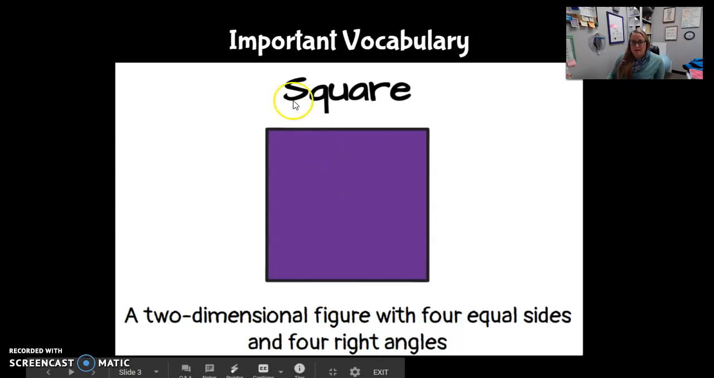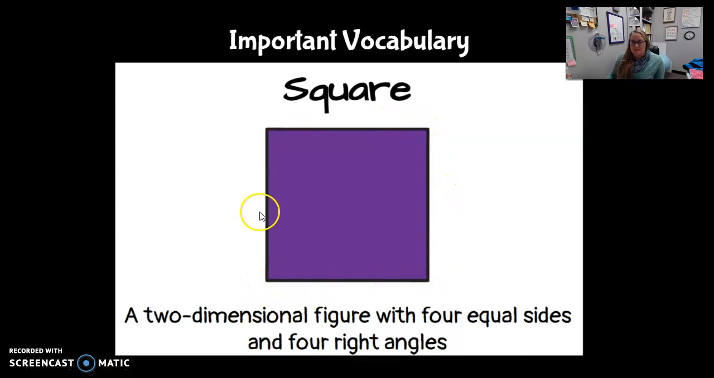The next word we have is square. A square is a two-dimensional figure with four equal sides and four right angles. So all of these sides are the exact same size, and all of these angles, where two sides meet, are the exact same also. So if I wanted to put a piece of paper, they're all going to be exactly the same. They're going to create a right angle or a square corner. You might hear it called that sometimes.